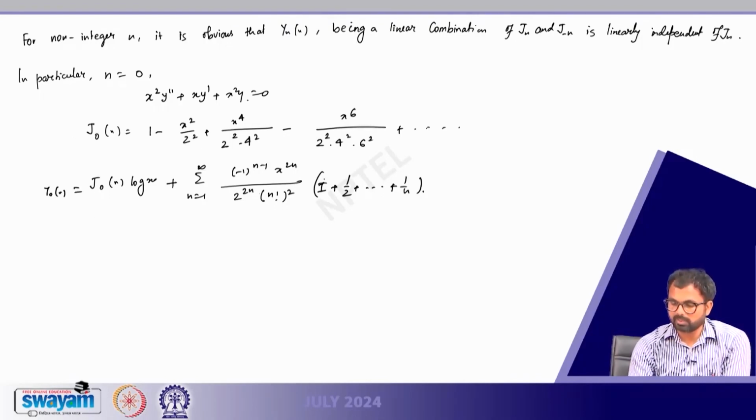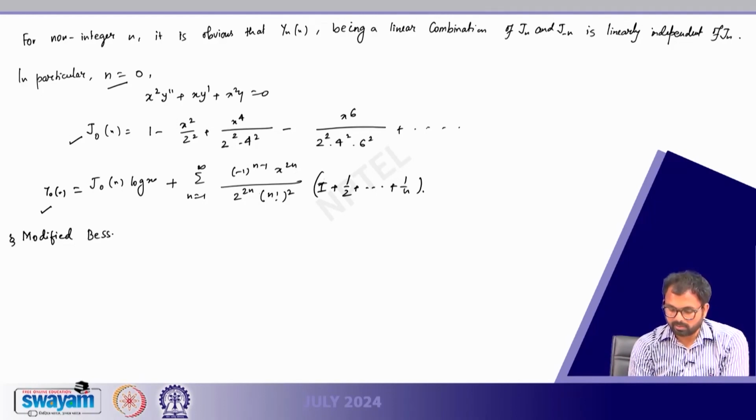So, for Bessel's differential equation of order 0, we have the Bessel function of first kind as J0(x), which is given by this, and Y0(x) is given by this, right. And from here we can also have something called the modified Bessel's function, modified Bessel's equation.